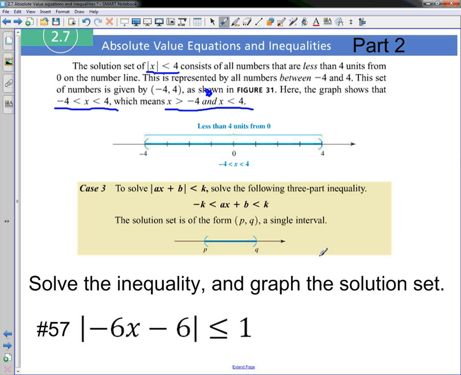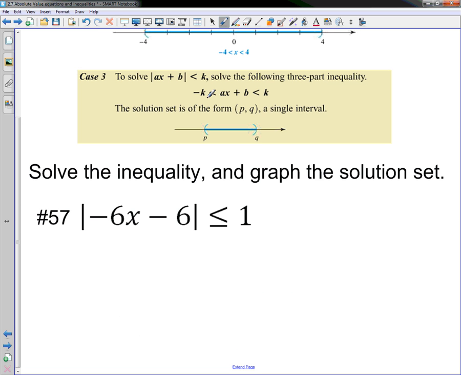Okay, so here's our math rule. And again, we're talking about the absolute value is less than k. Remember, this can be less than or equal to. Notice they have it written in the shorthand. So you could also have ax plus b is less than k, and ax plus b is greater than negative k. Okay, so if you wanted to use this notation, we could go ahead and write it that way.